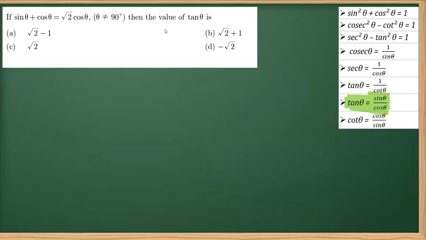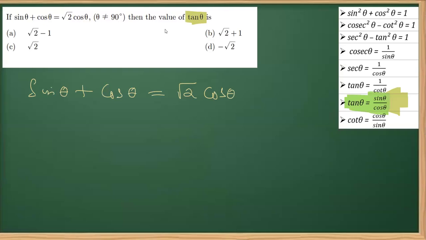So first let me write down: sin theta plus cos theta is equal to root 2 times cos theta. Now, what if I divide both sides by cos theta? Why did I say I'm going to divide it by cos? Because we have figured out that sin by cos is tan, and we have to get tan theta.